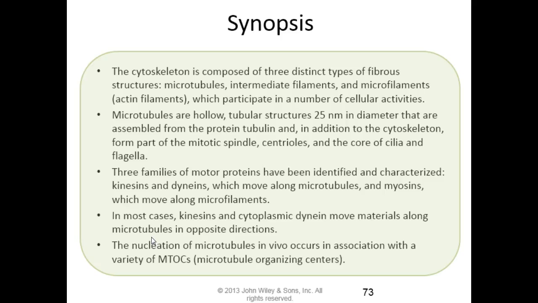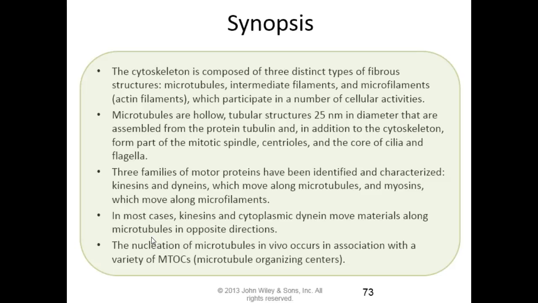So, to recap, the cytoskeleton is composed of three distinct types of fibrous structures: microtubules, intermediate filaments, and microfilaments made out of actin, which participate in a number of cellular activities. Microtubules are hollow tubular structures that are the largest, 25 nanometers in diameter. They're assembled from the protein tubulin. In addition to the cytoskeleton, they form part of the mitotic spindle, centrioles, and the core of the cilia and flagella. Three families of motor proteins have been identified and characterized: the kinesins and the dyneins, which move along microtubules, and the myosins, which move along the microfilaments.